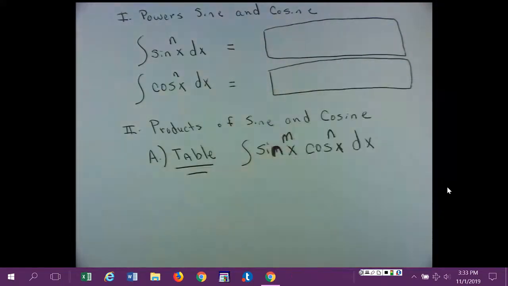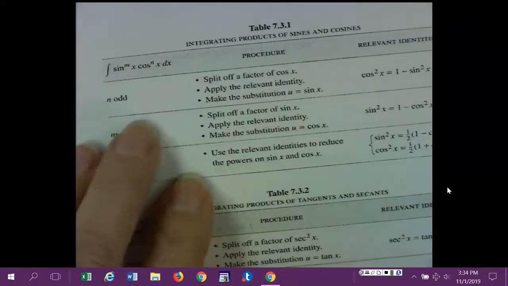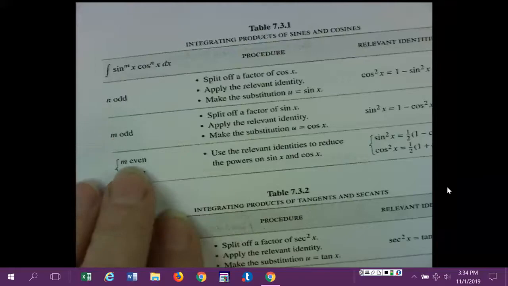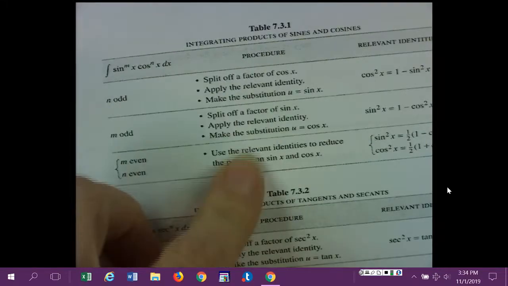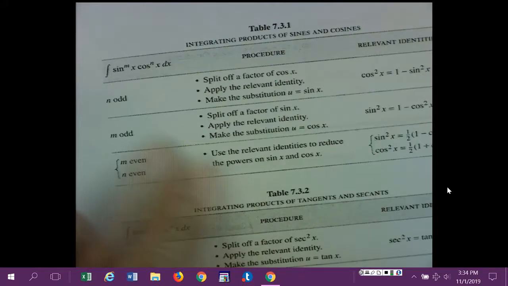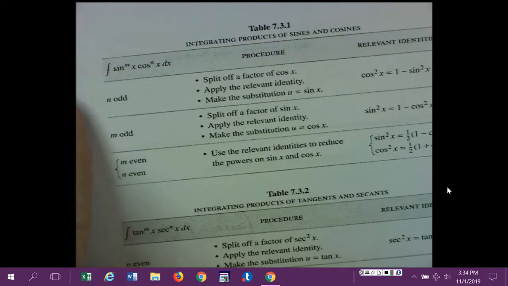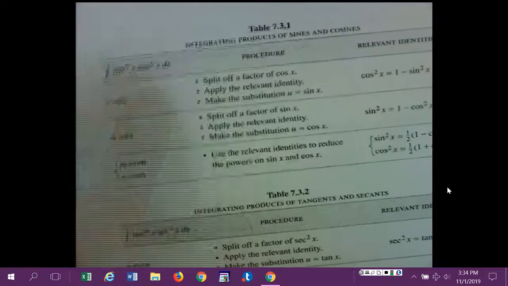The table that you will refer to is in your formula packet, and it is this particular table. So this is why it's got to be in standard form for you to, it depends on if n is odd, m is even, and n is even. And the bullets tell you what to do with the problem stepwise when you face these different situations. So it has to be written as sine to a power times cosine to a power.